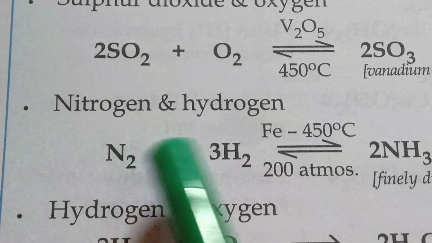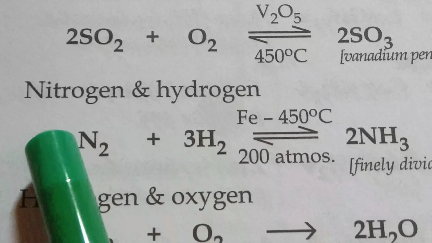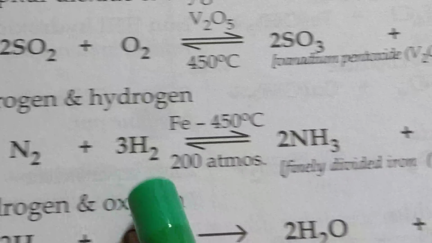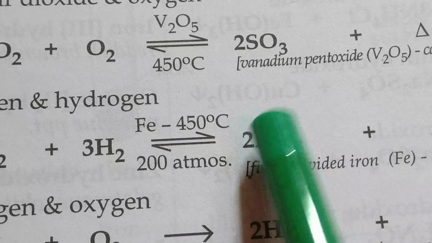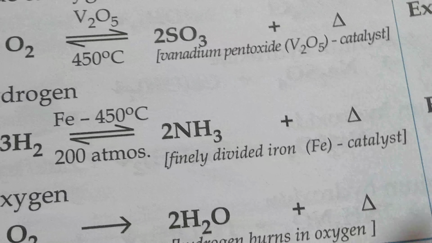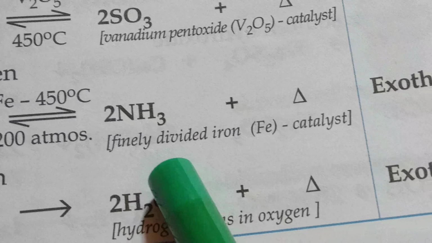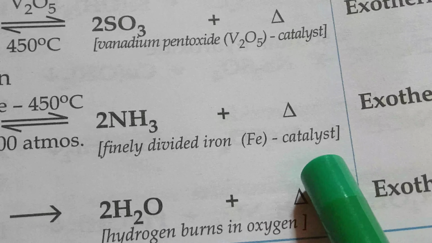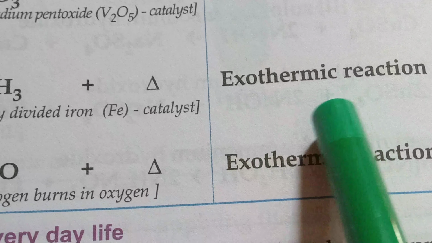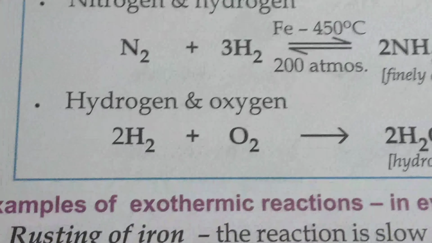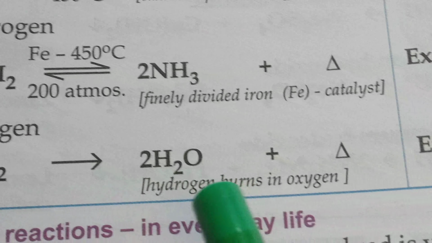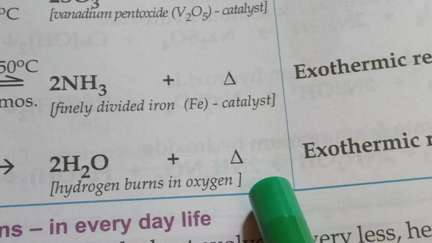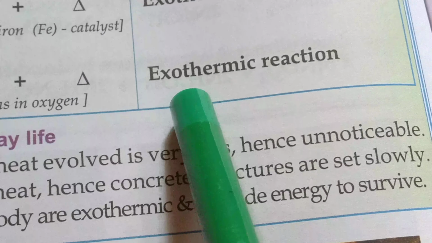Next, nitrogen and hydrogen. With iron as a catalyst at 450 degrees Celsius, it produces ammonia plus heat. So it is also an example of an exothermic reaction. Another is hydrogen plus oxygen. It produces water plus heat. So it is also an exothermic reaction.